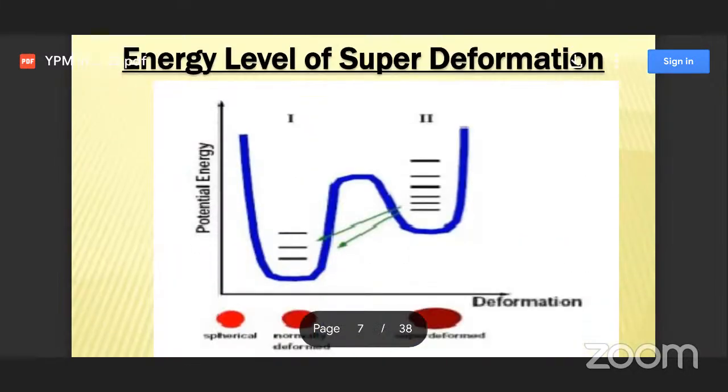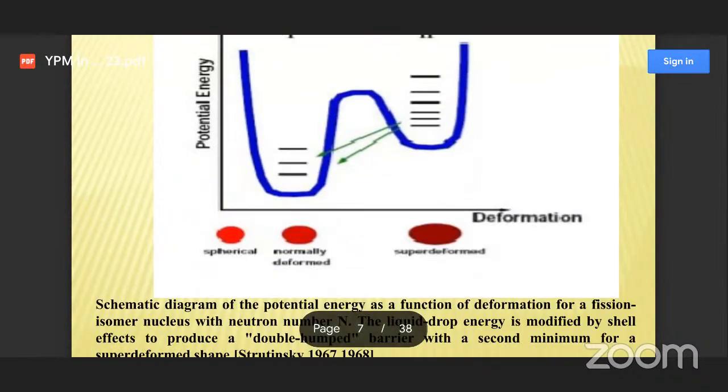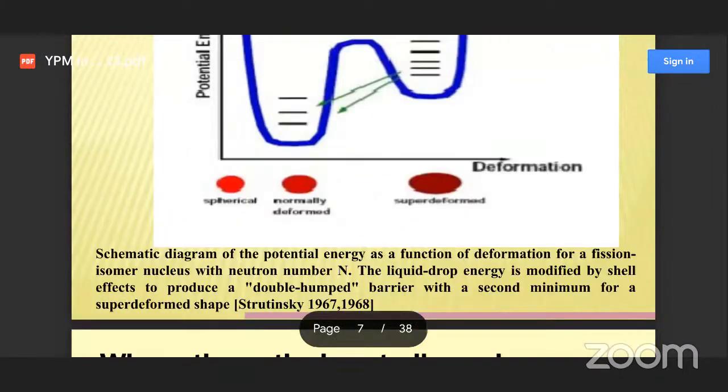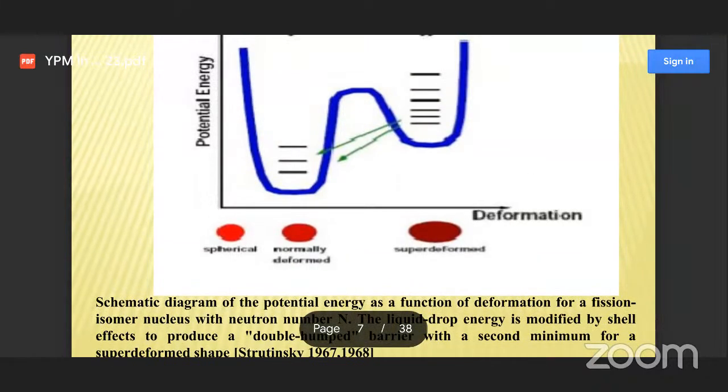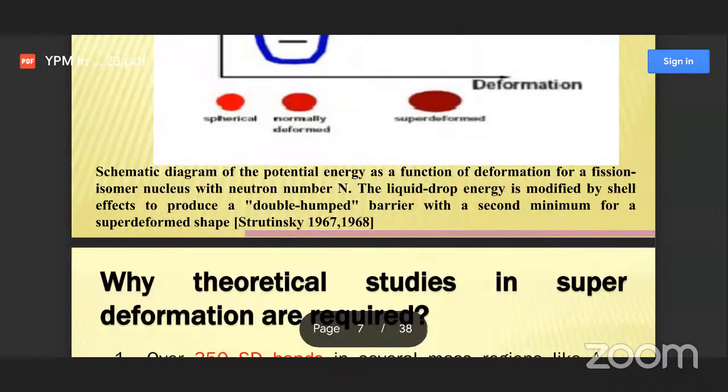Then there is the energy level of super deformation. This is a schematic diagram of the potential energy as a function of deformation for a fission isomer nucleus with neutron number N. The liquid drop energy is modified by the shell effect to produce a double hump barrier with a second minimum for a super deformed shape. Here in the diagram, we can see the second hump for the super deformed. For the normal deformed, we have a single hump, and for the super deformed, we have the double hump.